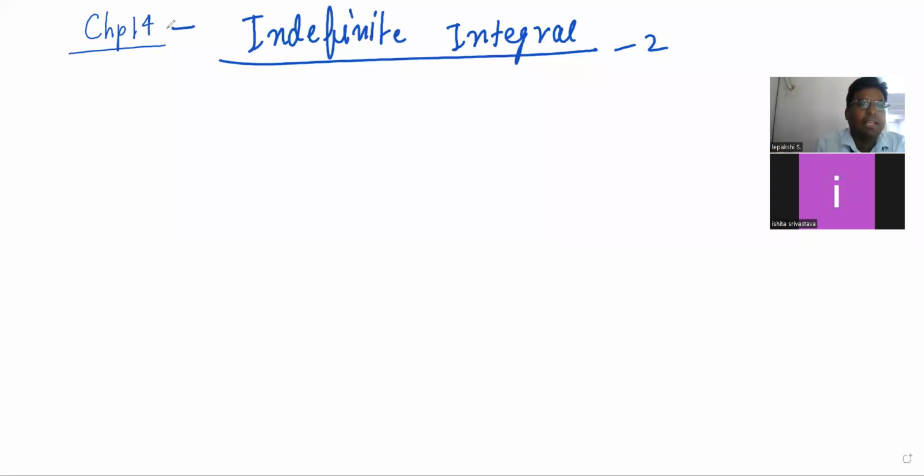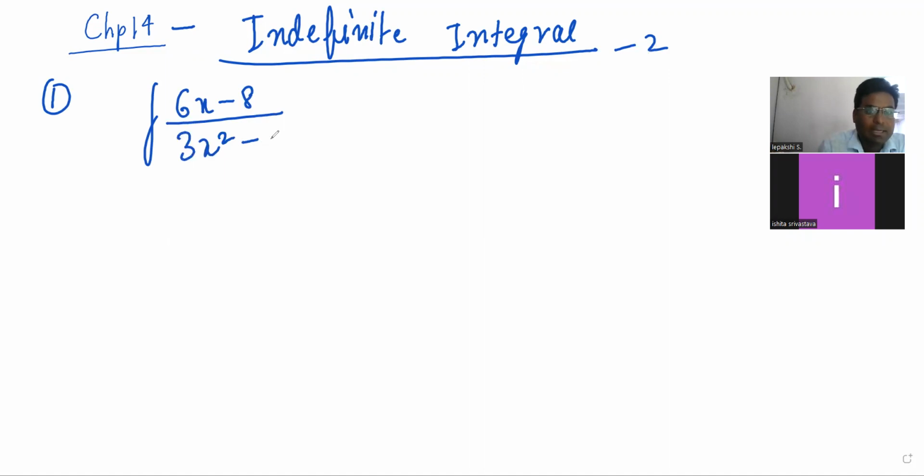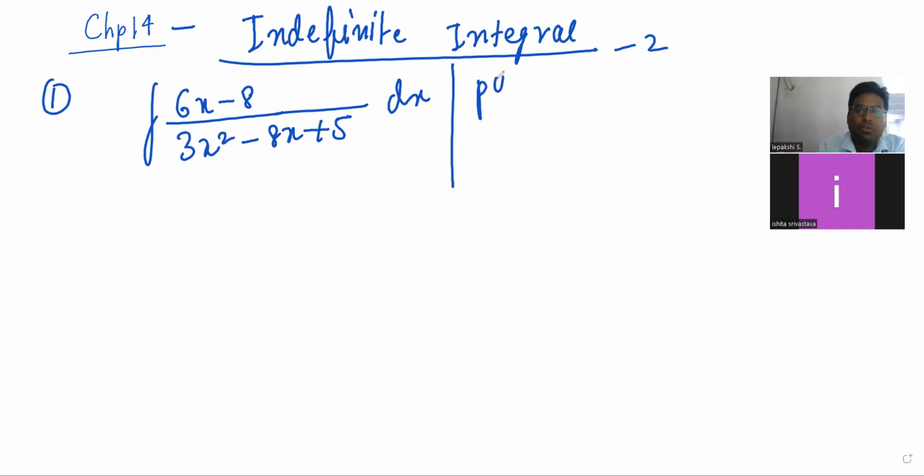So let's see the next chapter, chapter 14, indefinite integral part 2. Our first question is integration of (6x minus 8) divided by (3x square minus 8x plus 5) dx. In this case, we have to put the denominator, 3x square minus 8x plus 5, as t.